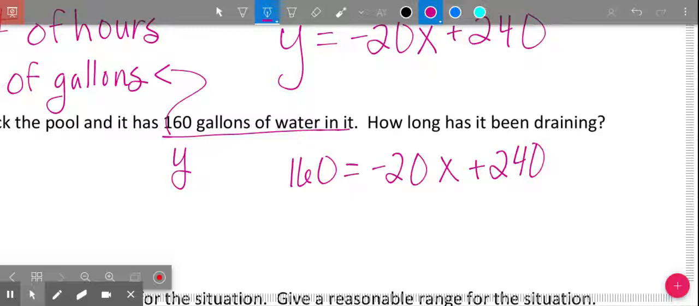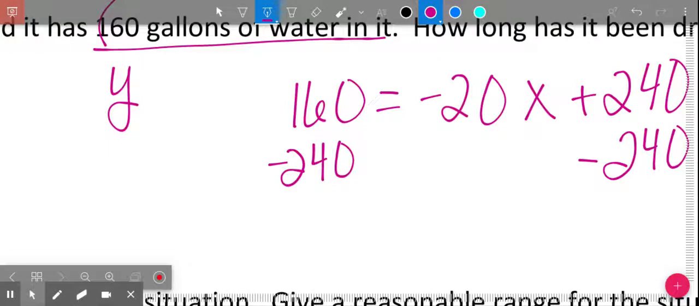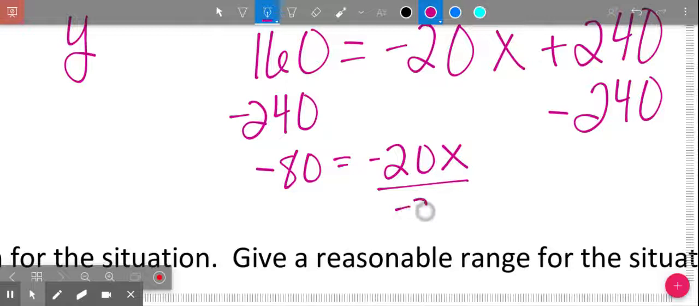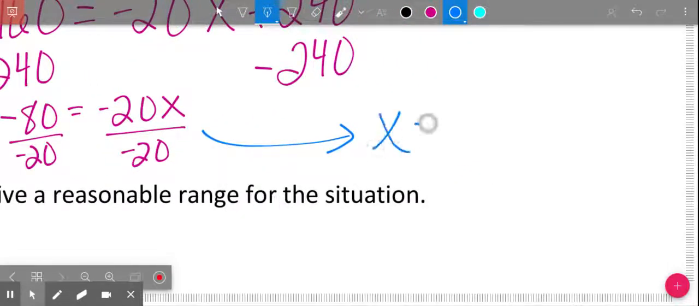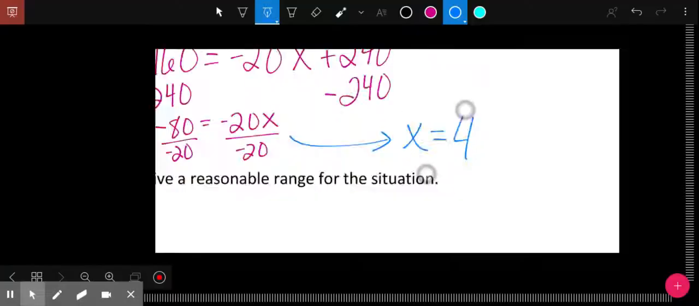Okay, so we're going to solve for x. We're going to subtract the 240 over. That'll give us negative 80 is equal to negative 20x. Divide out the negative 20. Write this over here because I ran out of room. And I'll get x is equal to negative 80 divided by negative 20 gives me 4.